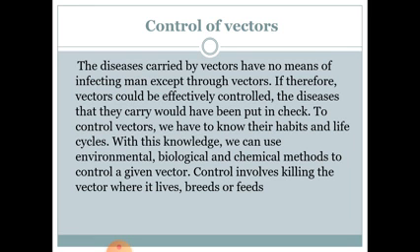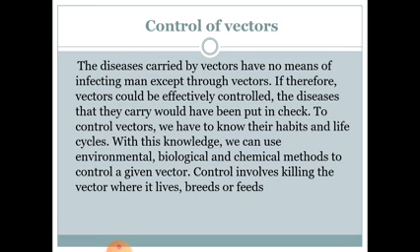The diseases carried by vectors have no means of infecting man except through vectors. If therefore vectors could be effectively controlled, the diseases that they carry would have been put in check. To control vectors, we have to know their habits and life cycles. With this knowledge, we can use environmental, biological, and chemical methods to control a given vector.